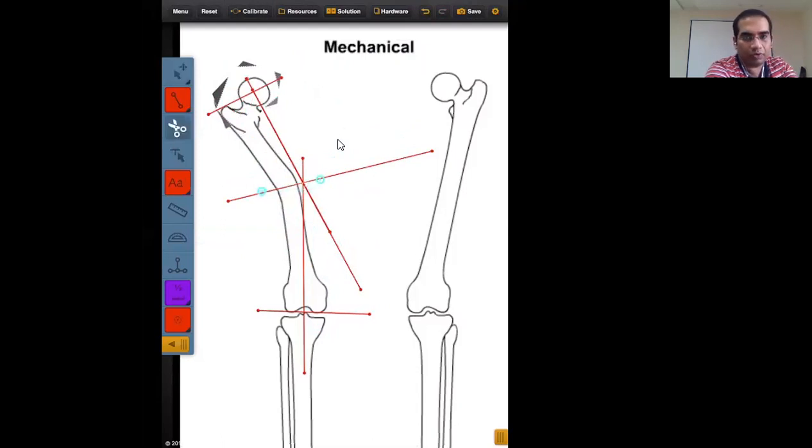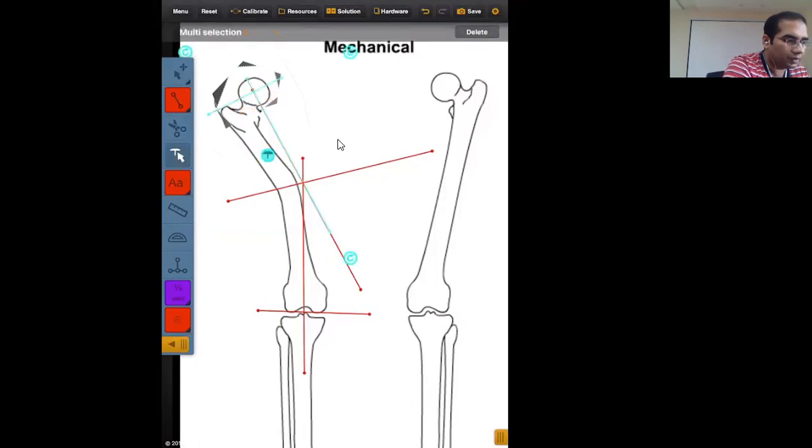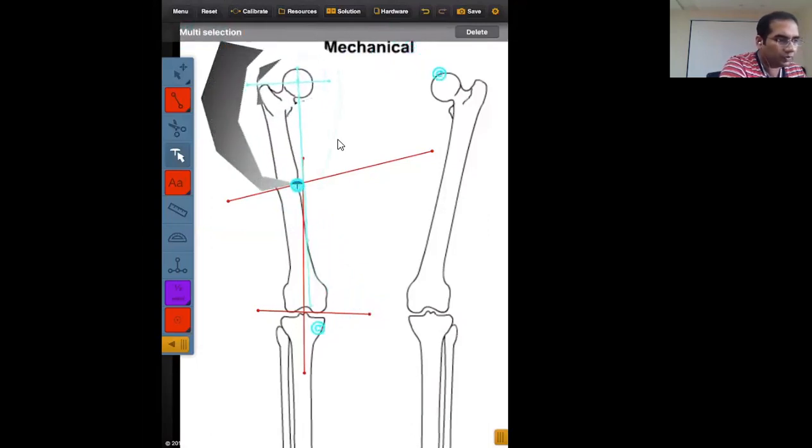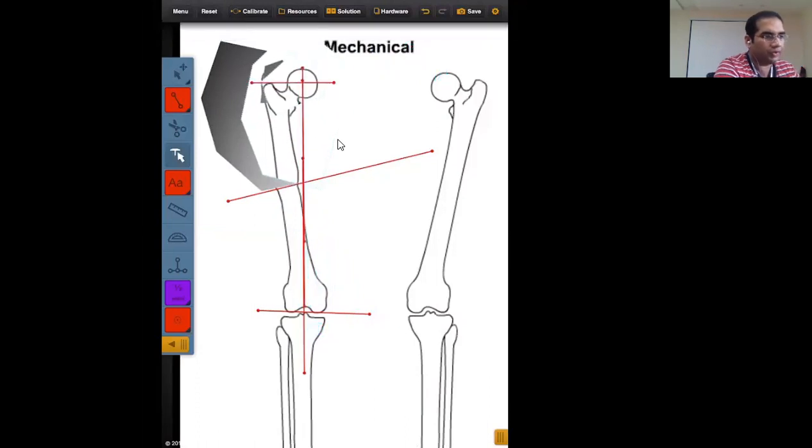That's why you don't eyeball everything. It can mislead you. So now placing the hinge in this part. As you can see now, this has corrected the deformity. The neck shaft angle has dissolved and the deformity has been corrected.